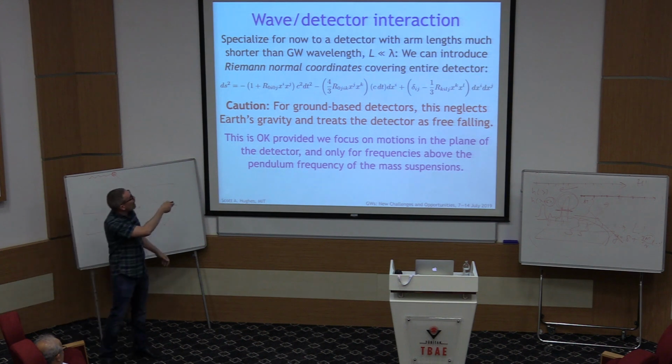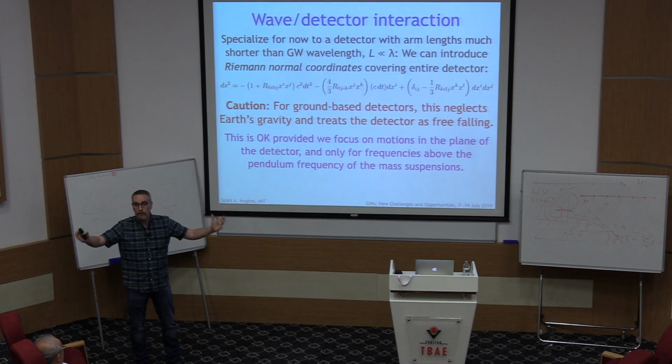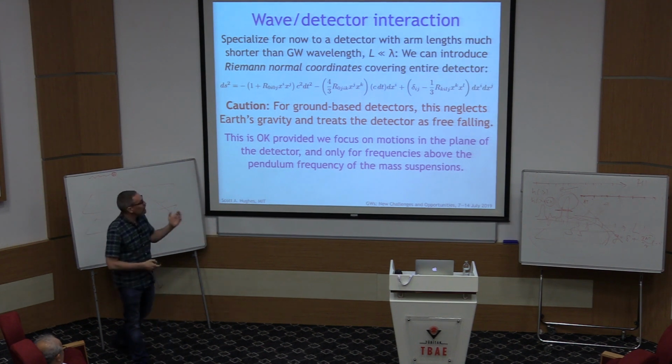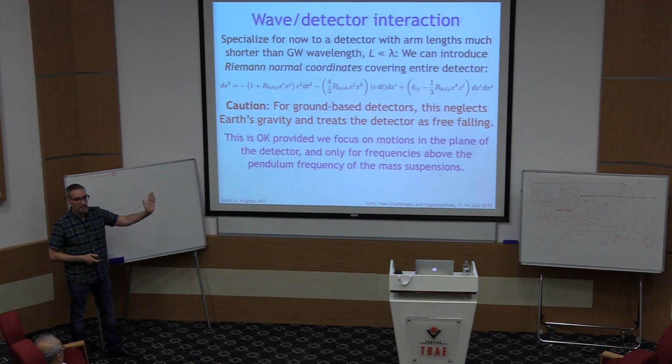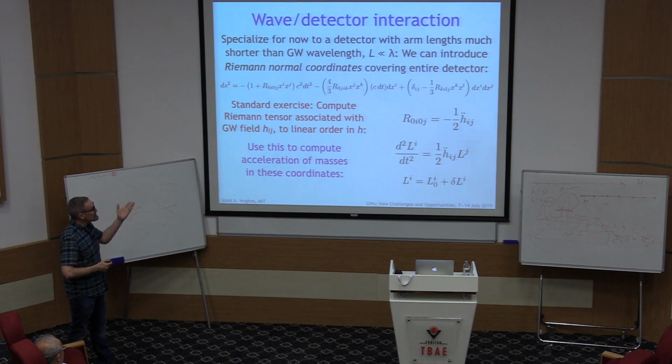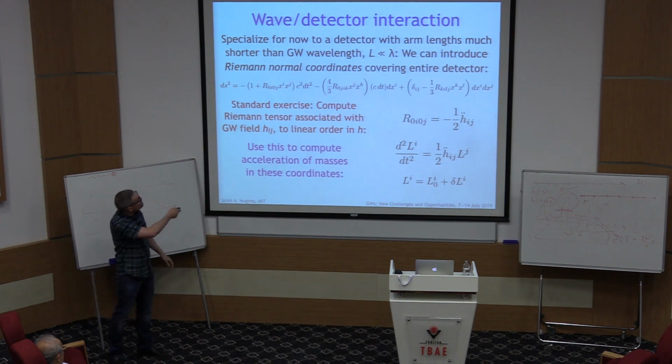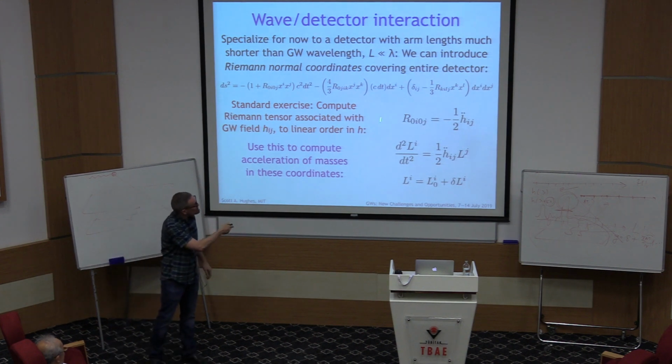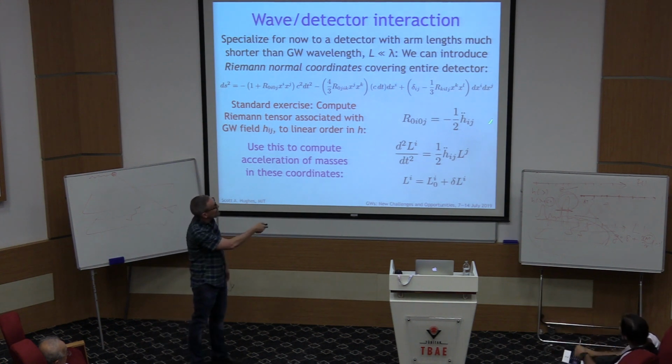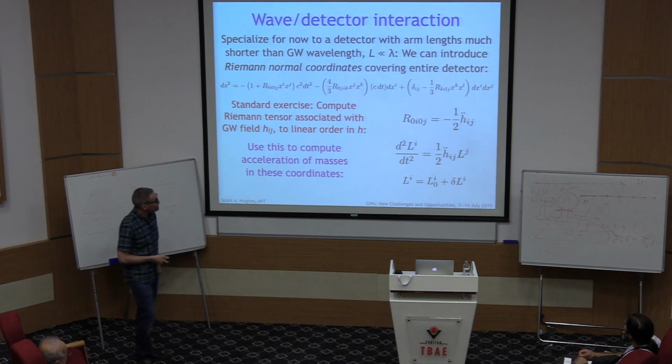Okay? So all the terms that are not gravitational waves enter at very low frequencies that are out of your band. So again, as long as we focus on the frequency band that we're interested in, this ends up being a very useful tool for us. A standard exercise that we do in this case is we compute the Riemann tensor associated with the gravitational wave field. And the only non-zero components are the ones that take this form: 0 stands for the time-like direction, i for a spatial direction, 0 time-like, j spatial direction. And it's related to the gravitational wave field like so.